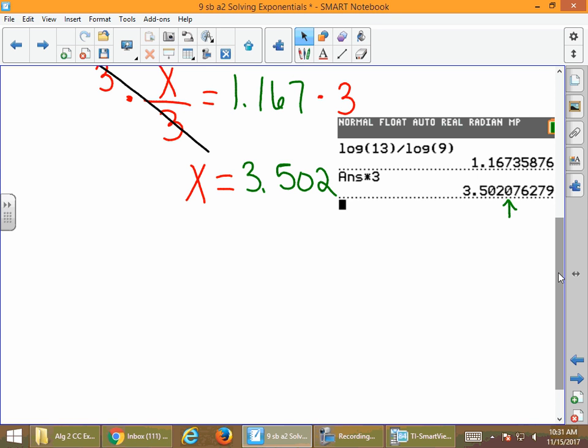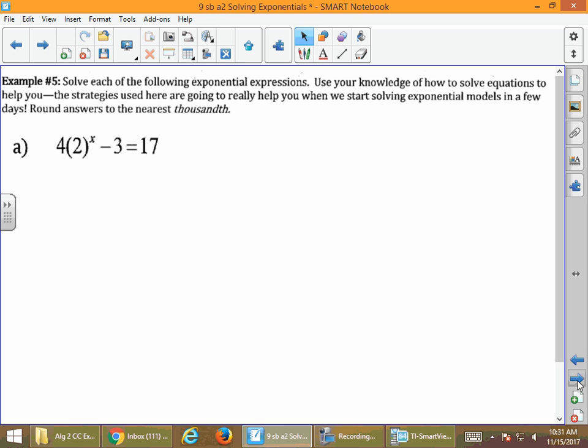So hopefully by now, because we've done a lot of examples, you're kind of getting the hang of things. But the problems can even get a little bit more complicated, as we see on example number 5. Solve each of the following exponential expressions. Use your knowledge of how to solve equations to help you. The strategies used here are really going to help when we start solving exponential models in a few days. And we're still going to round the answers to the nearest thousandth.